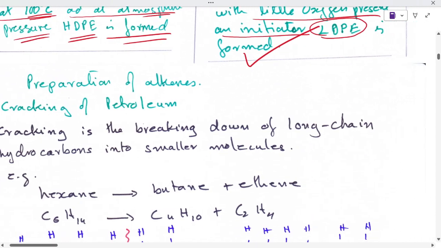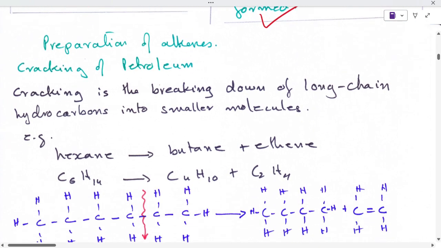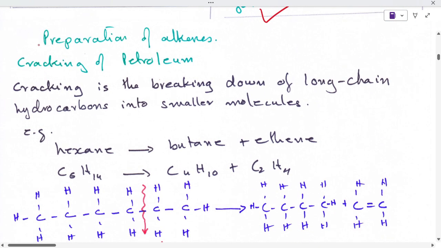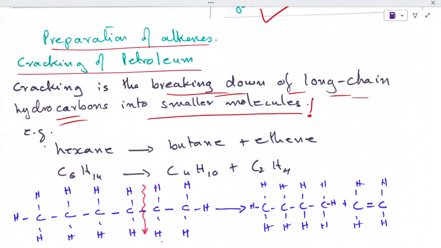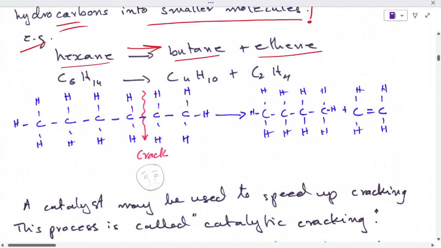Now I come to preparation of alkenes. Number one is cracking of petroleum. Cracking is the breaking down of long chain hydrocarbons into smaller molecules. For example, hexane, when it is cracked or broken down, changes to butane and ethene. I have given you the equation.